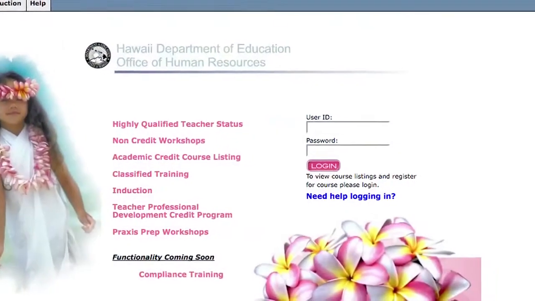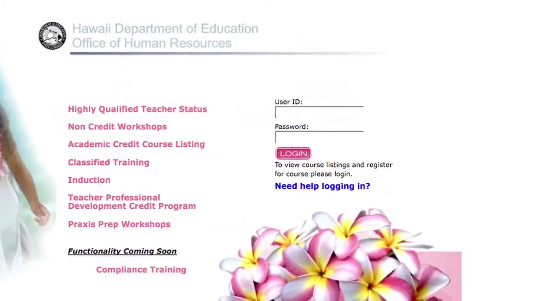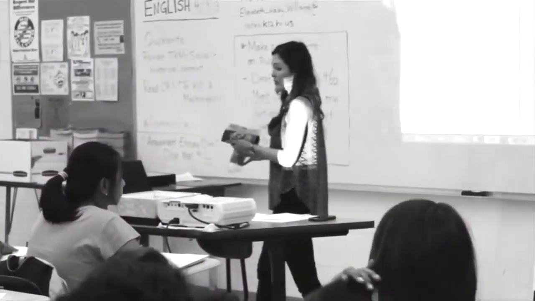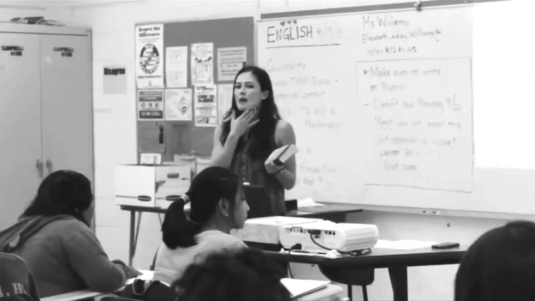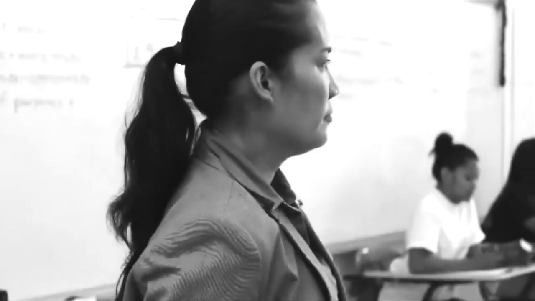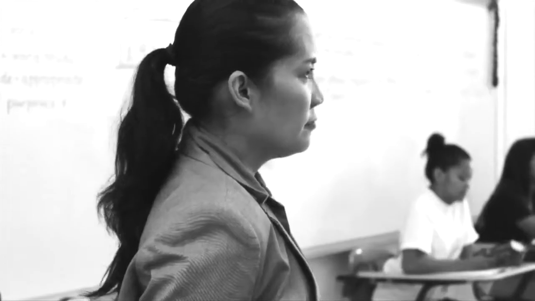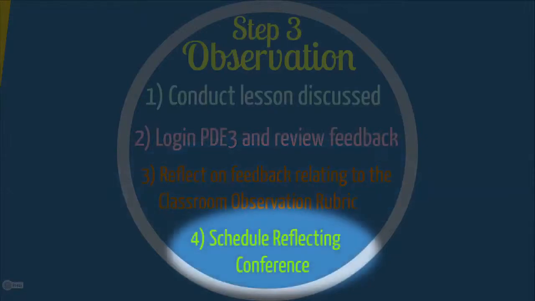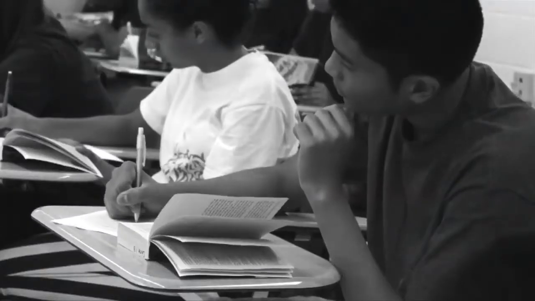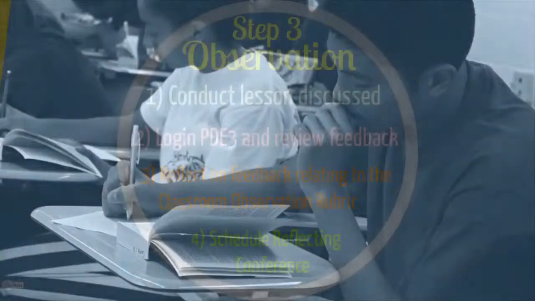Log on to PDE3 and review his or her feedback and self-assess what occurred during the actual observation. Make sure you reflect on what you had planned for the lesson and what actually happened, and how that can be possibly observed or graded according to Hawaii's classroom observation rubric. You may want to prepare for the post-observation conference by selecting samples of student work that came out of the lesson that you taught during the observation.